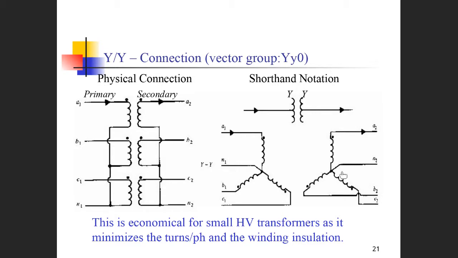Similarly, for the secondary, we do not read out the names one by one. The secondary is also in star connection. Meanwhile, it is obvious that primary A1 corresponds to secondary A2, primary B1 corresponds to secondary B2, and primary C1 corresponds to secondary C2, exactly. So they are vector group 0.